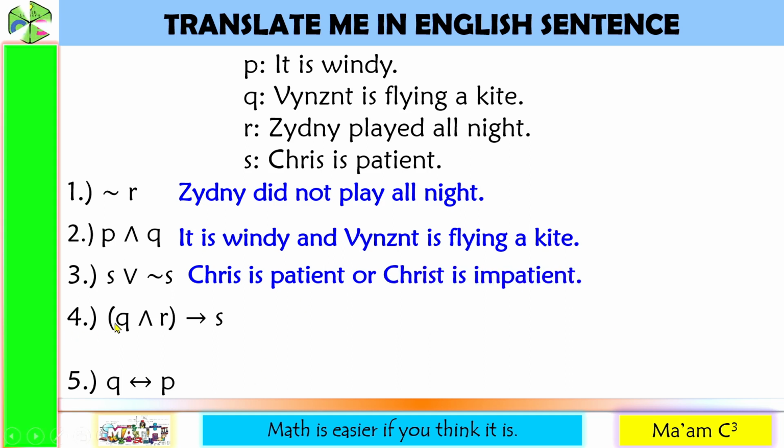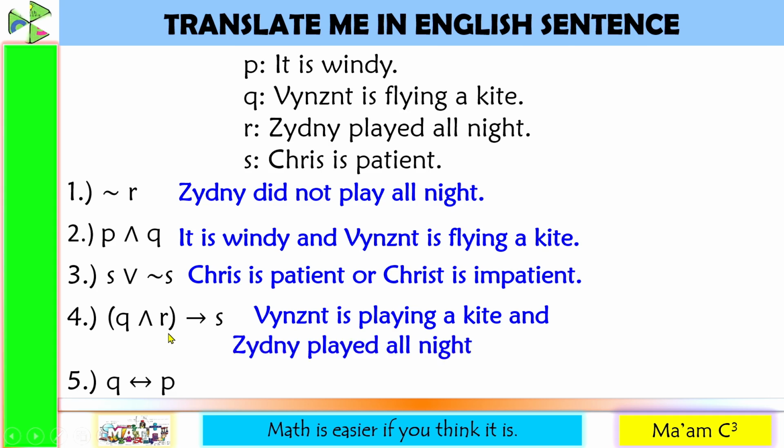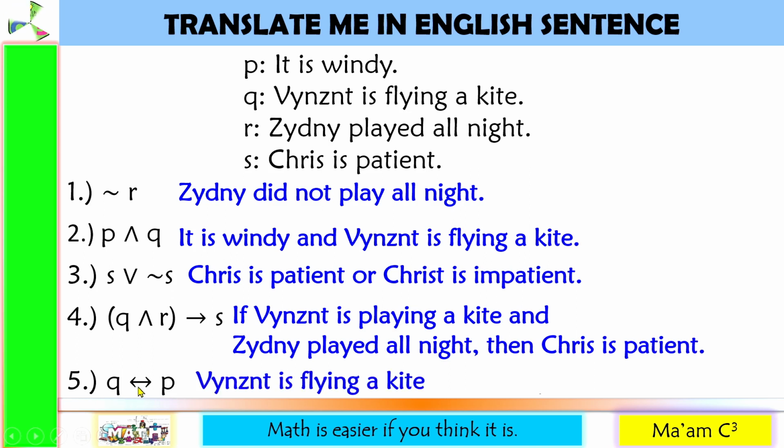Number four, I have here the group of Q and R implies S. Q is Vincent is flying a kite. This one is and. Then R is Sydney played all night. Since I have here implies, then I should have if then. And then S, Chris is patient. Last one, I have here Q, if and only if P. So Q is Vincent is flying a kite. If and only if P is it is windy.